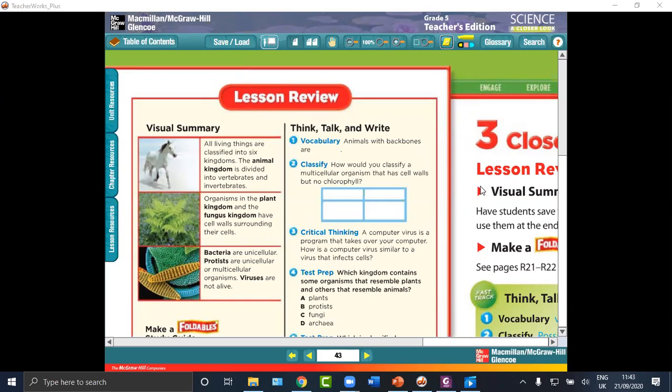I need now Malik. Number 2: How would you classify a multicellular organism that has cell wall but not chlorophyll? Yes, fungi. You can put here in the first box, not a plant. In the second, not an animal. And at the bottom, no chlorophyll. Here, has cell walls. Okay, thank you.